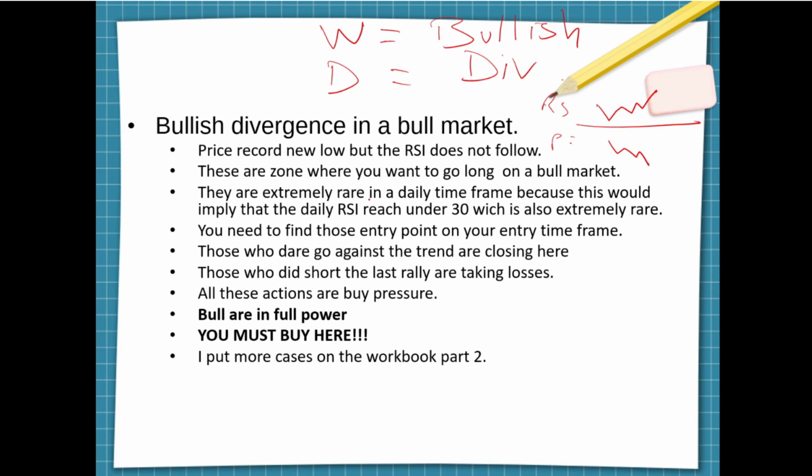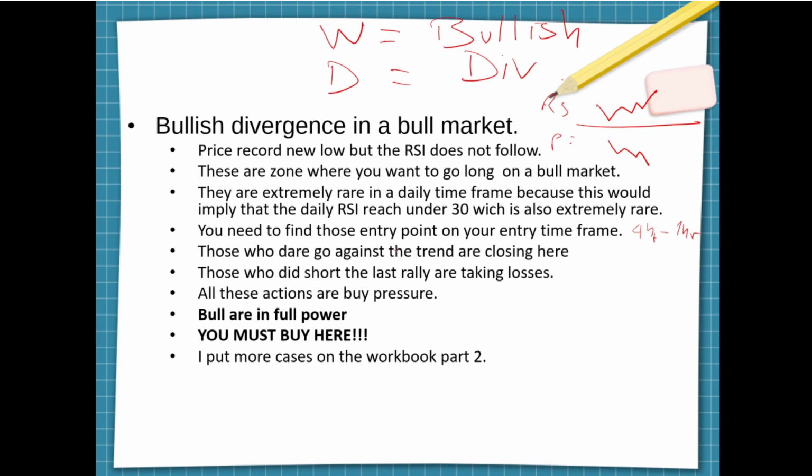They are extremely rare in a daily time frame, because this would imply that the daily RSI reaches under 30, which is extremely rare in a bull market. Like we told you, this is a bull market. Oversold is rare. So you need to find those entry points on your entry time frame. So this is where you go in your 4-hour and your 1-hour and look for an entry. It can be anything: inverted head and shoulders, falling wedge, bull flags, that kind of stuff. You find them here and then you trade them.